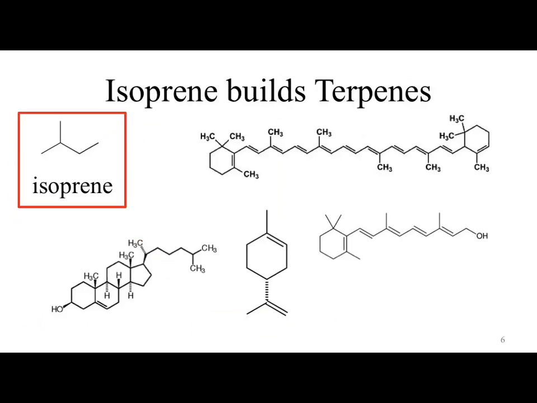Okay? Isoprenes was the tail end of chapter 4. Isoprenes are ultimately what make up the group of compounds known as terpenes.